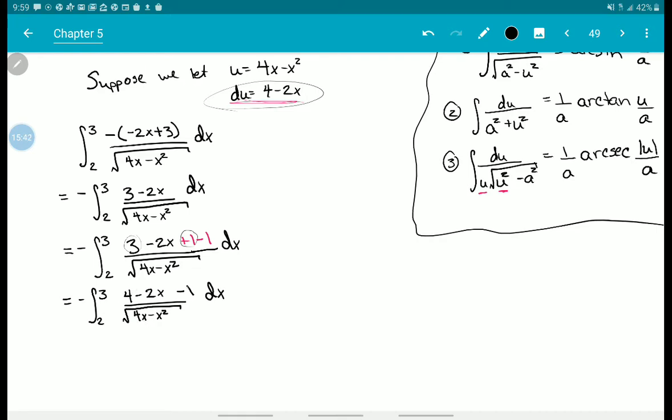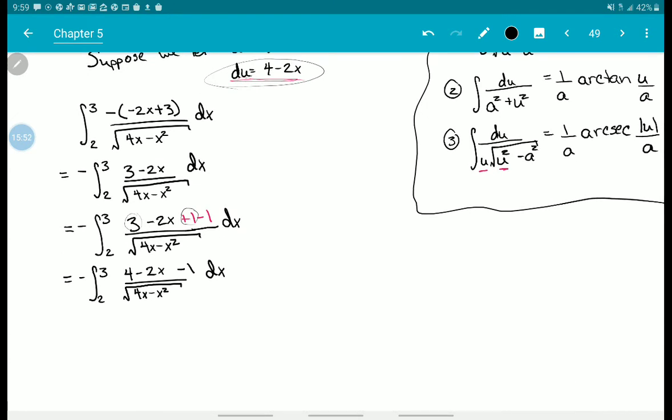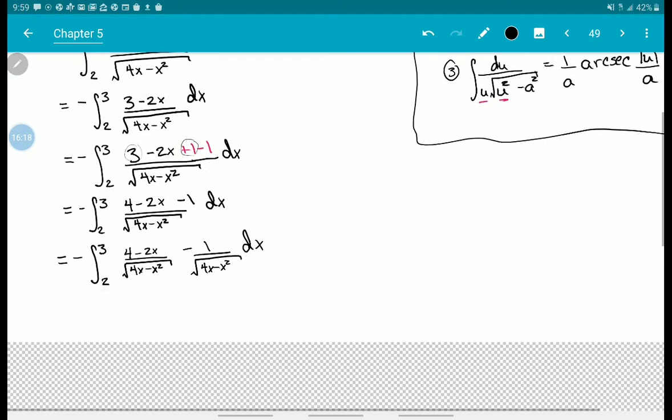Now, we do not want to combine that 4 and that negative 1, because that's just going to put us right back here, and we couldn't do anything with that in that form. So that would undo everything that we've done. But what we do want to do is split this up. So we want 4 minus 2x over the square root of 4x minus x squared, and then a minus 1 over the square root of 4x minus x squared. So you can see how we split that guy up.